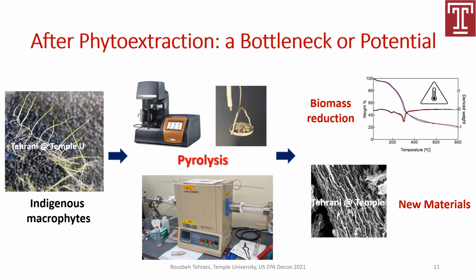Under controlled, optimized pyrolysis techniques, we have been able to reduce the biomass significantly, but more interestingly, we have been able to generate new composites, new materials. Sustainable production of graphite and graphene has received a lot of attention these days. Here, contaminated biomass, depending on the elemental composition and toxicity, could be used for the discovery of new materials, specifically composites, after controlled pyrolysis.